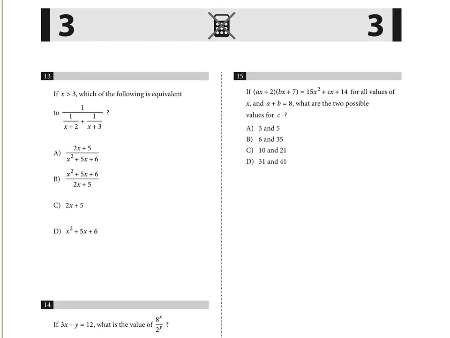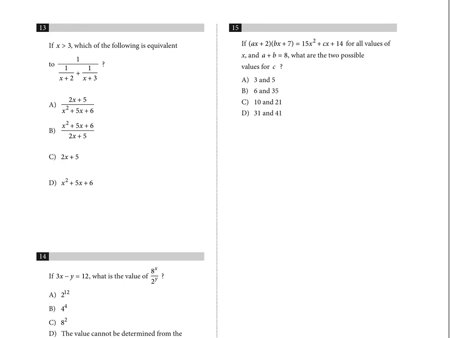Question number 13. Actually, a lot easier than it looks. One thing to remember is that one of the rules is that if you have 1 over x plus 1 over y, it just equals x plus y over xy. And so that applies to the lower part here. This is going to equal 1 over the two denominators added up.